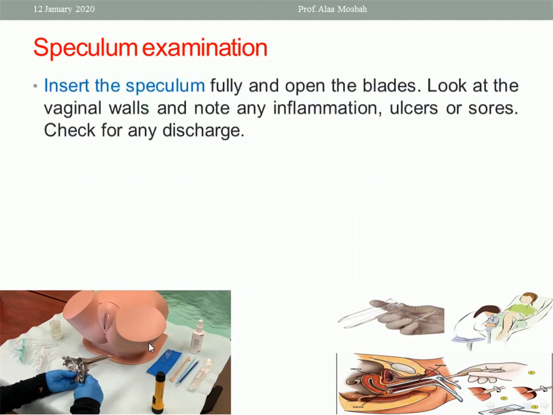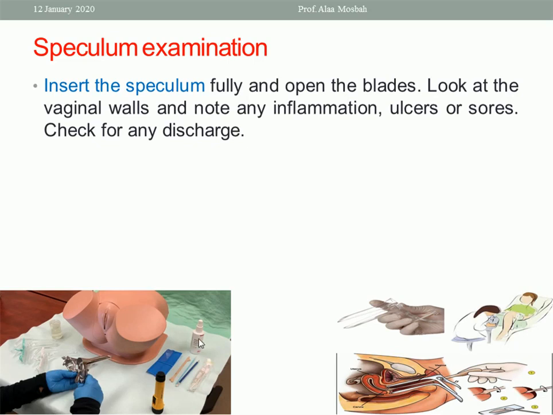Insert the speculum edgewise in the direction of the vagina fully and open the blades. First start longitudinal and in the direction of the vagina, downward, forward, till the half of the vagina, then rotate 90 degrees, then complete the insertion in transverse direction, then open the blades. This is so as not to cause discomfort to the patient.